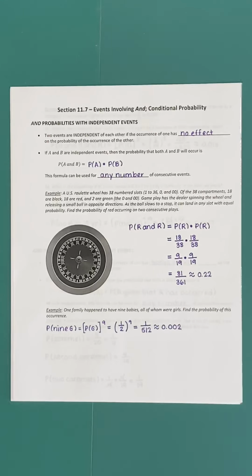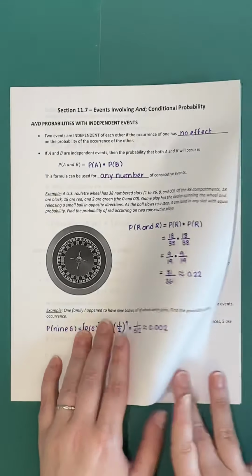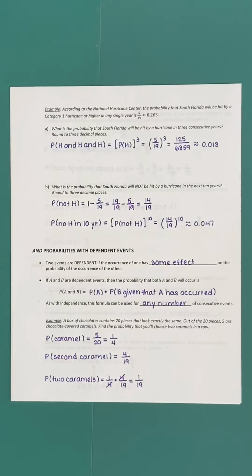You may immediately think, well, all girls, that seems really unlikely, versus alternating, which maybe seems more likely. In terms of actual defined probability, all girls and alternating gender is just as likely. It's not the gender that has the effect on the probability. It's the fact that this family has so many kids, and so we're taking a long sequence of probabilities. Okay, let's look at another example.